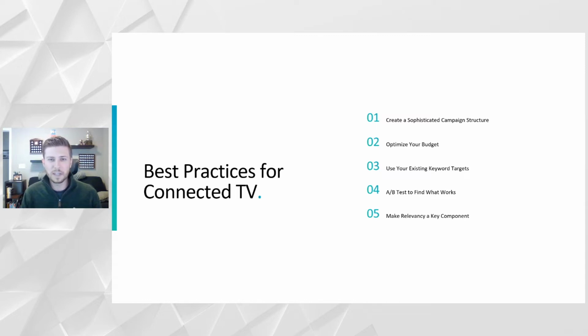This can be a really valuable way to find out what audience segments you can target on CTV. Take a look at your campaign structure and paid search. What keywords are you targeting? How do you have your ad groups segmented? And how can you bring that to CTV in an efficient way and really mirror what you're doing in paid search? A/B testing, of course, we'll talk about that a little bit more in depth.